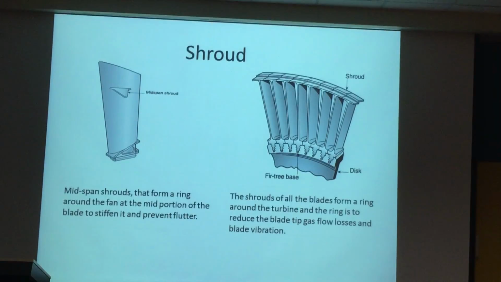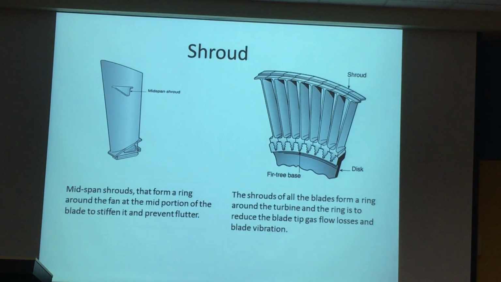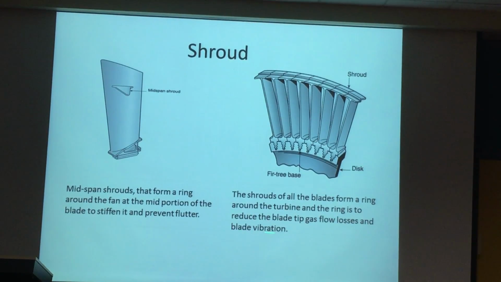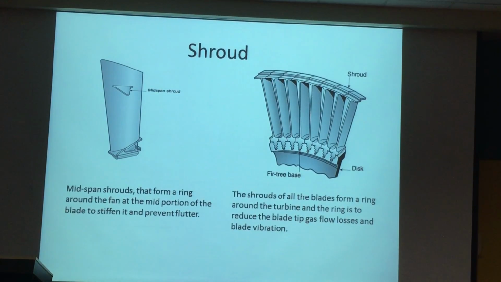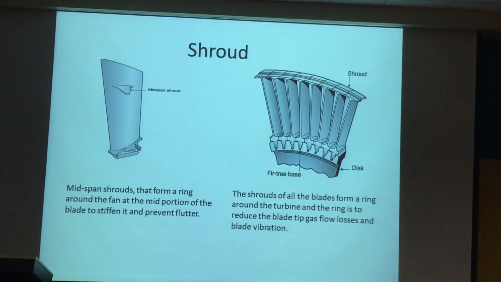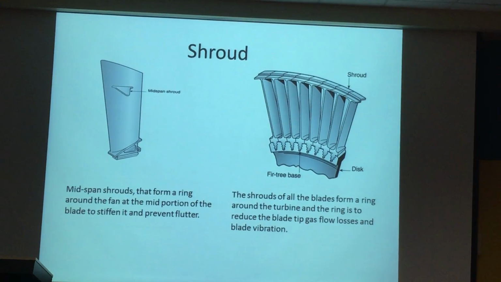Okay, what's the purpose of the shroud? It is to reduce blade tip gas flow losses, reduce losses and blade vibration. Remember, at the blade tips, the speed down here and the speed here are different. It will cause vibration at the tip. So to remove the vibration, you got to close it. So you have to reduce the vibration. By doing this there is also a second benefit, it prevents tip losses.